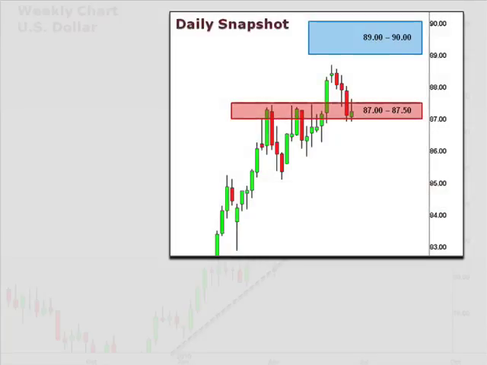Now, a quick look at a daily snapshot highlights an important near-term support at 87, 87.5. A bounce off of this level could extend towards our 90 target.